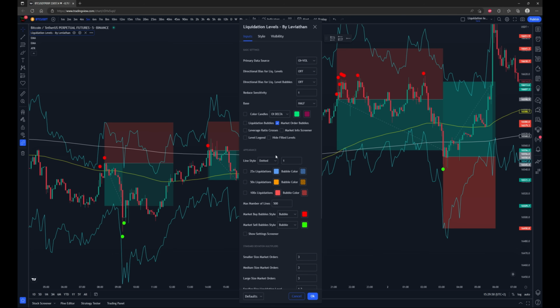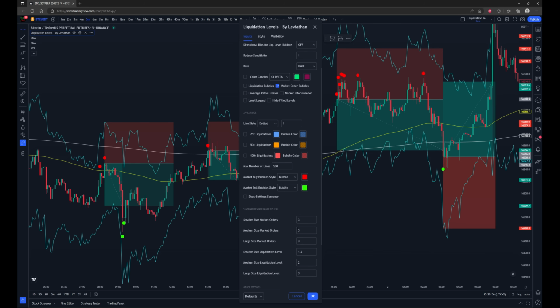I've gotten rid of everything and turned on the market order bubbles. I've also changed the settings of those bubbles so that all of these are set to 3: small size market orders 3, medium size market orders 3, large size market orders 3. I'm only using the large size market orders. I don't want to see the small or medium sized ones, so I'm just going to be taking the signals based on those large size market orders.